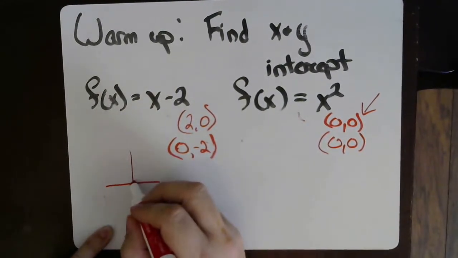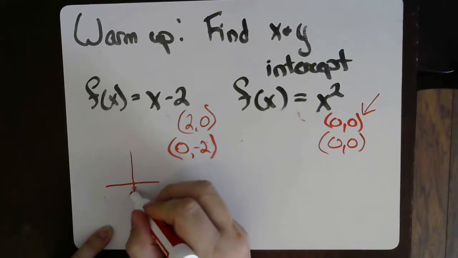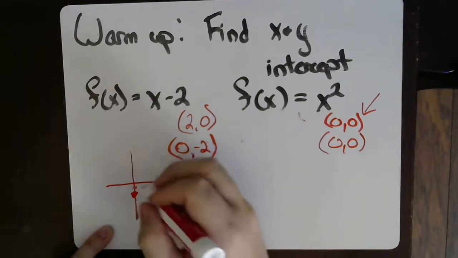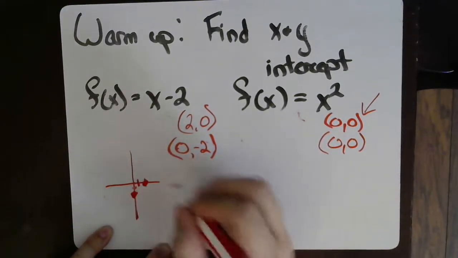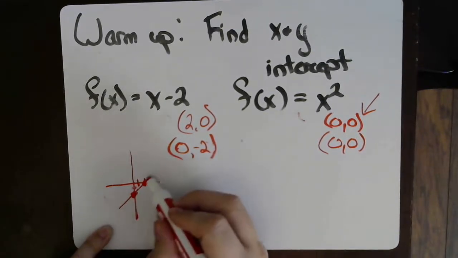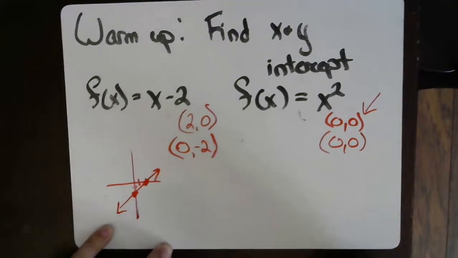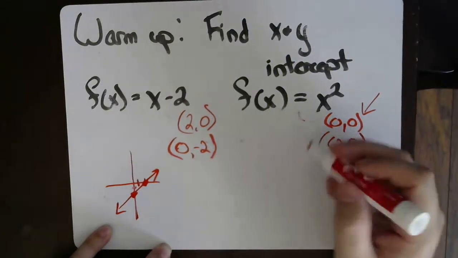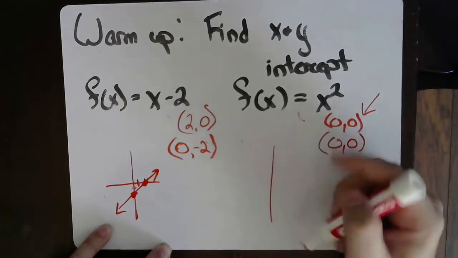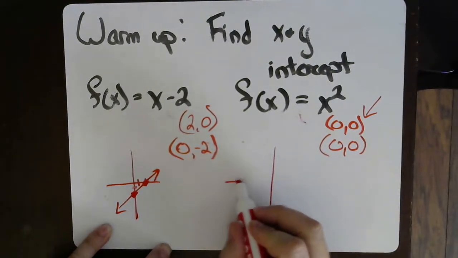Okay, so 0, negative 2, which is down here somewhere, and then 2, 0, which is right here. And all we got to do is connect these. And that is generally our graph. Now, if you don't know, this is a parabola.